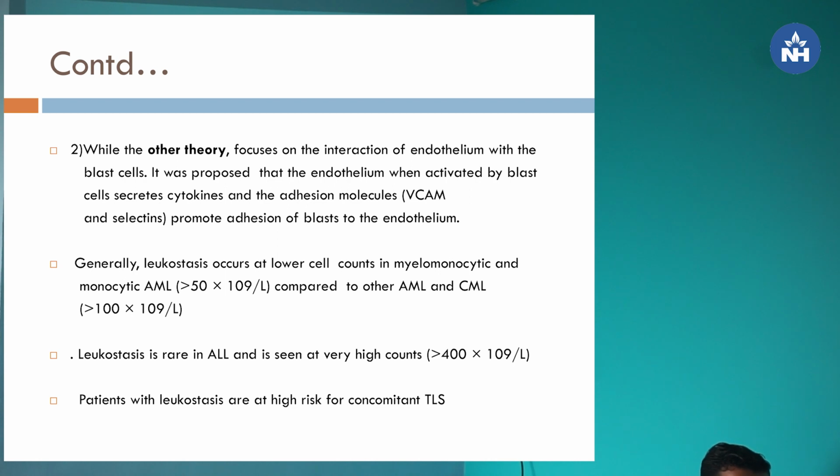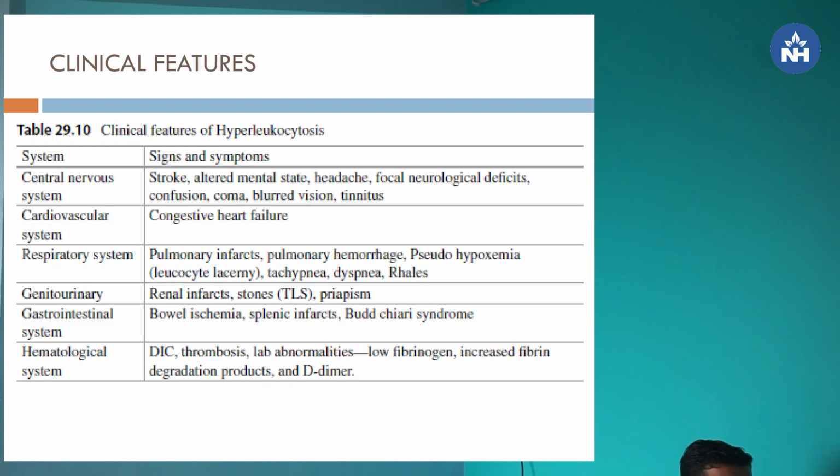Generally, leukostasis occurs at lower counts in myelomonocytic and monocytic AML, that is more than 50 into 10 to the power 9 per liter, compared to other AML and CML, where it is more than 100 into 10 to the power 9 per liter. Leukostasis is rare in ALL and is seen at very high counts, that is more than 400 into 10 to the power 9 per liter. Patients with leukostasis are at high risk for concomitant tumor lysis syndrome.